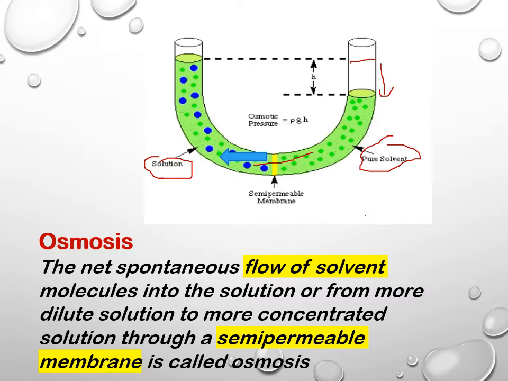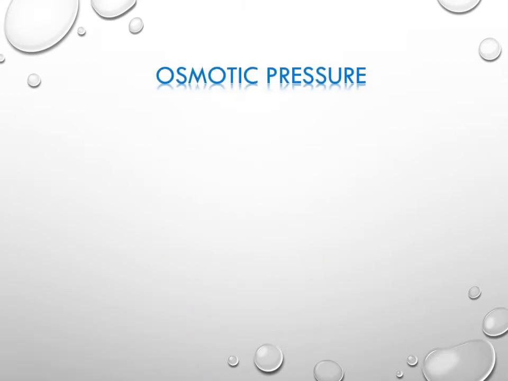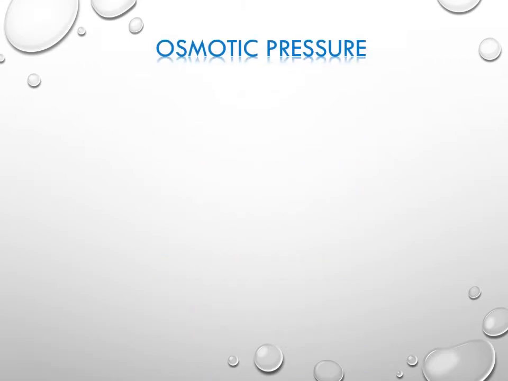So we can define osmosis as the net flow of solvent molecules into the solution through a semi-permeable membrane, or we can also say it is the net flow of solvent from a dilute solution to a more concentrated solution through a semi-permeable membrane. So this is how we define osmosis. But we want to see what is now osmotic pressure. So let's understand now what is osmotic pressure.